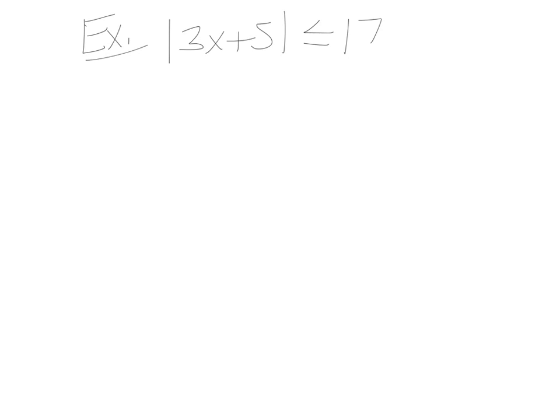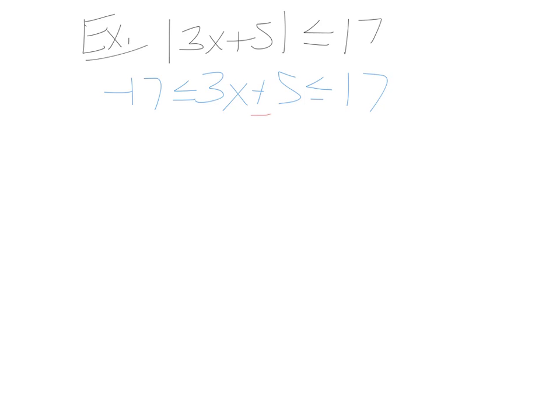Another less than problem. The 3x plus 5 goes in the middle. -17 on the left, +17 on the right. This time we have equal to, so less than or equal to. So 3x plus 5 goes in between -17 and +17.